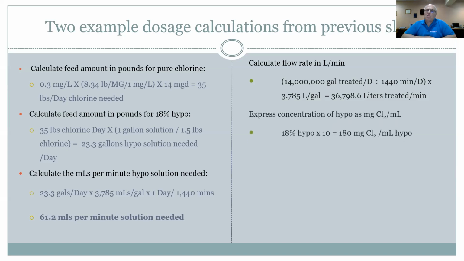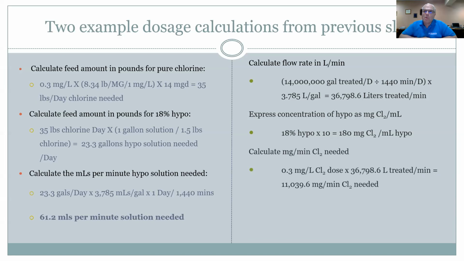Okay, I'm going to express the concentration of hypo as milligrams chlorine per milliliter. And we saw from the previous page that 18% hypo, if I multiply that by 10, I'd come up with 180 milligrams of chlorine for every milliliter of hypo. So now I know that every milliliter of hypo I feed to the water, I'm feeding 180 milligrams of chlorine. So now maybe you can guess it should be pretty easy to figure out how many milligrams per liter I'm going to get because I've changed the flow rate to liters per minute. Let's see how we go from there.